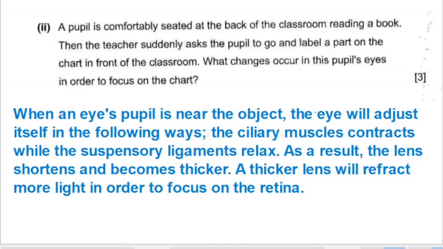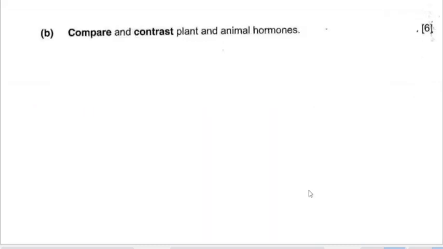We now move on to our last question. We now come to our question B right here. Question B reads: compare and contrast plant and animal hormones. Before we answer, we look at these two words, compare and contrast. One thing we must know is that to compare means to give the similarities, and to contrast means we give the differences.